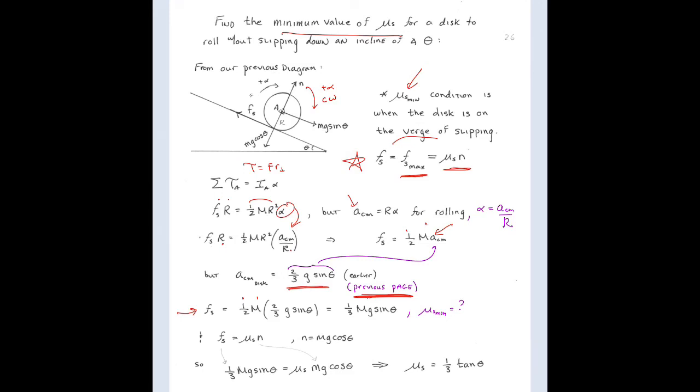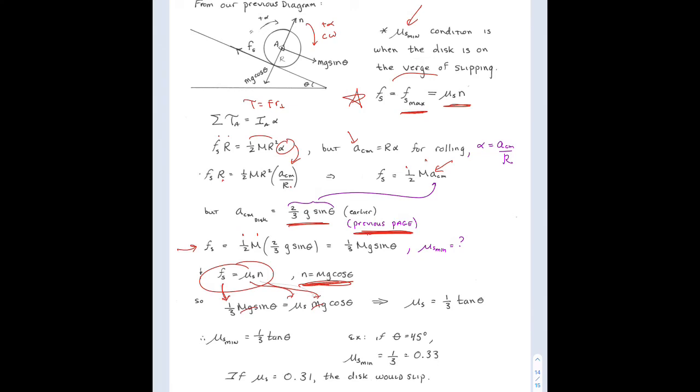But I know that static friction is equal to mu N, okay? And then I could just look at the picture and see that normal force is mg cosine, okay? So here's my static friction, okay? Static friction is this, my 1/3 mg sine, so I wrote 1/3 mg sine. And that's equal to mu times N, and my N is mg cosine. So the mg's go away, and I solve that for mu, and I get 1/3 tan theta.